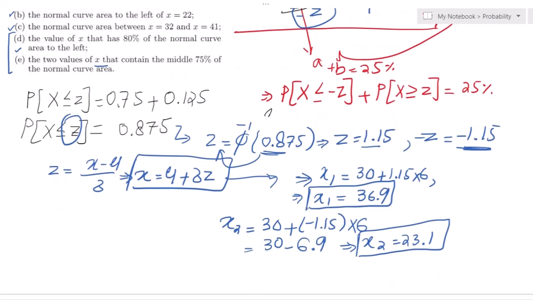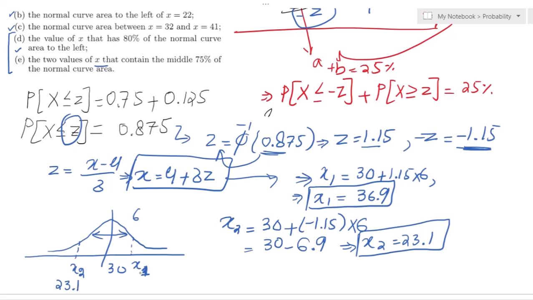Okay, means in the distribution where the mean is 30 and the standard deviation is 6, this is x2, this is x1. So it is 23.1 and this one is 36.9, and it basically holds this area, which is almost 75% of the total area. So you have found this answer from the procedure we have followed here.